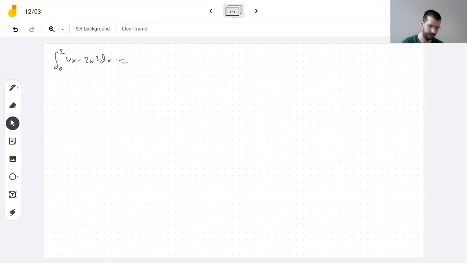How do you do a definite integral? I don't think we really have to use substitution here, so I guess we can just find the indefinite integral, the antiderivative. So what's the antiderivative of this? 2x squared minus two over three x cubed. Mm-hmm.